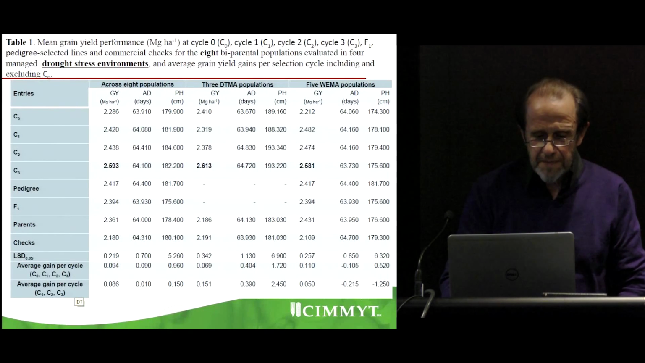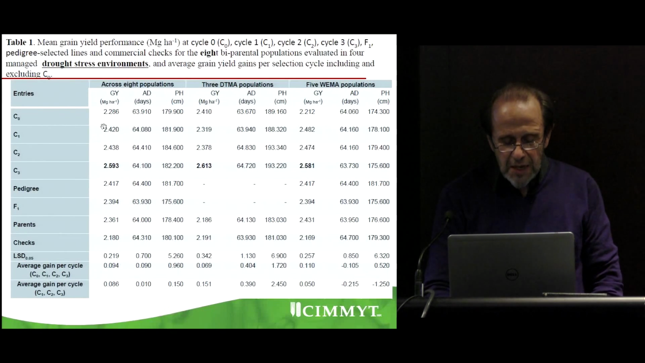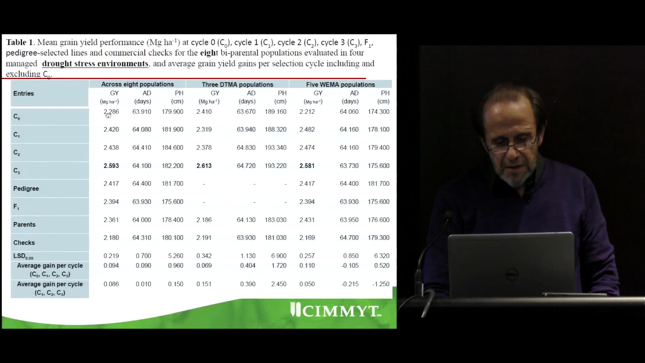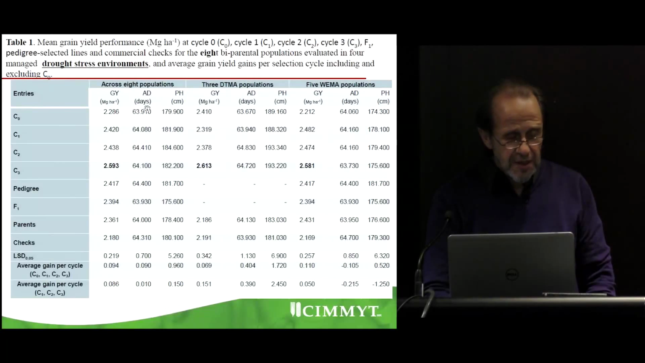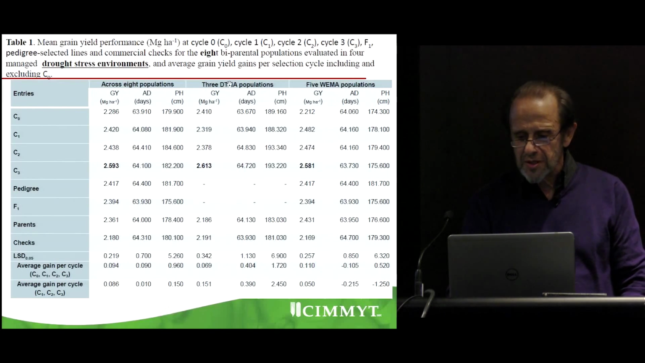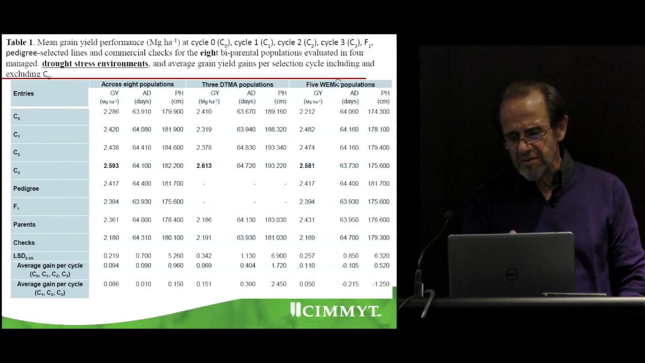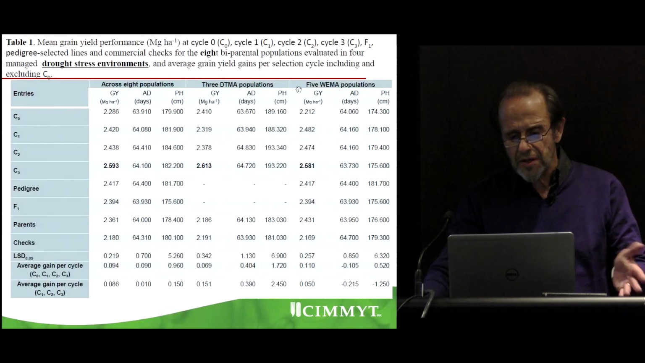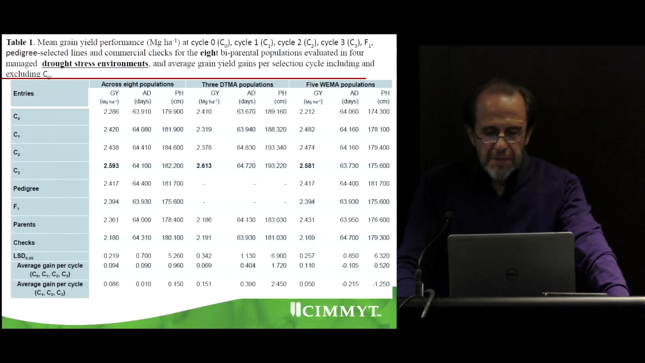These are the results. This is across 8 populations, grain yield in tons per hectare. This is the cycle 0 result, cycle 1, cycle 2, cycle 3. This is days to maturity, days to anthesis. This is plant height. This is for 3 DTMA populations. This is for 5 WEMA populations. Those are different populations that they used. So there are 8 biparental populations.